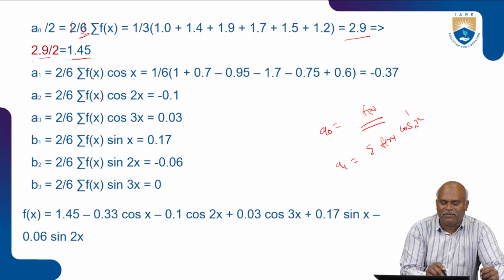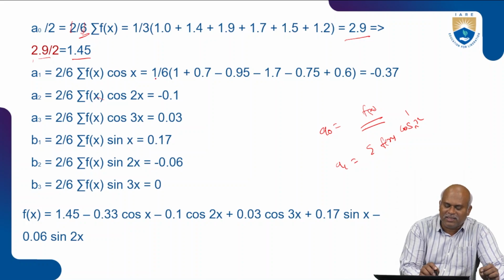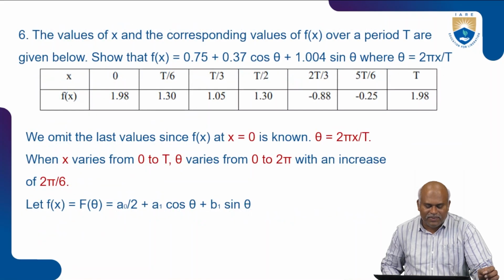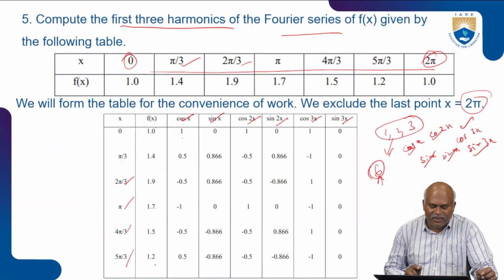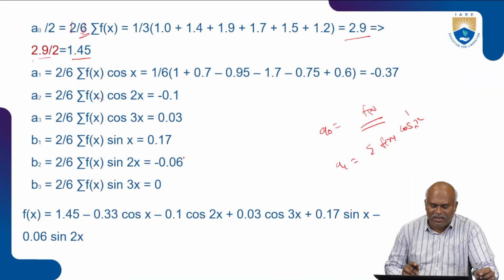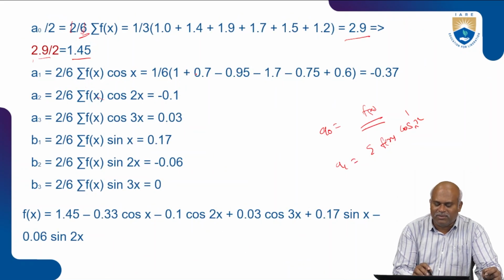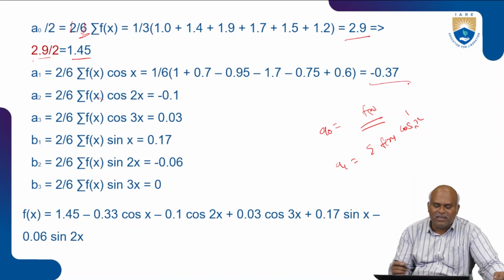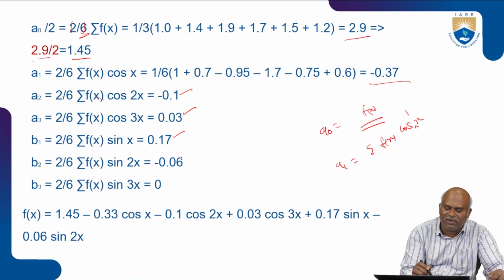Now we can substitute. We know f of x equals what value, and the cos x, that is 1 by 6, 2 by 6, 1 by 6. Then as per the table, what is it? X into cos x. We can put 1 plus 0.7 minus 0.95. Finally we got minus 0.3. Same like that, we find all the values.